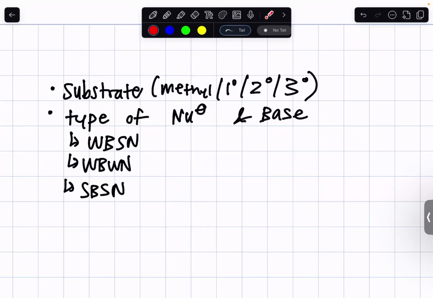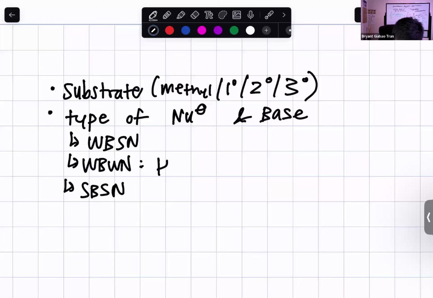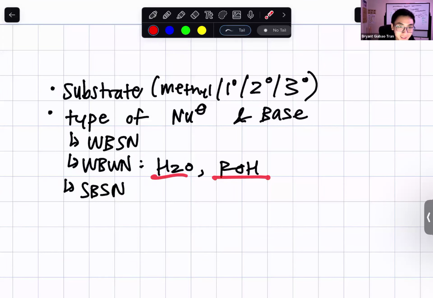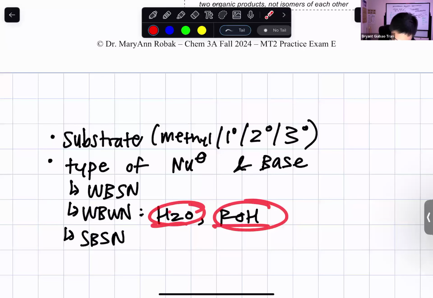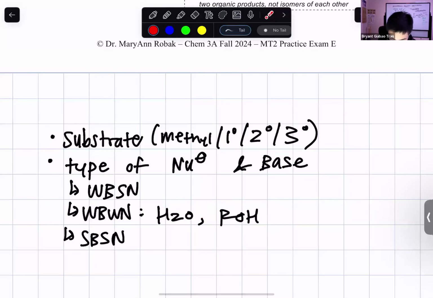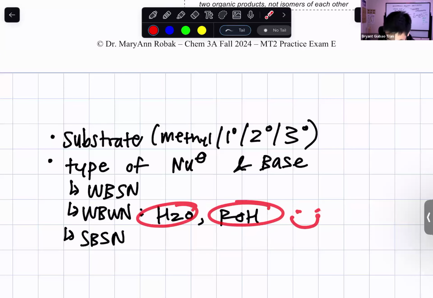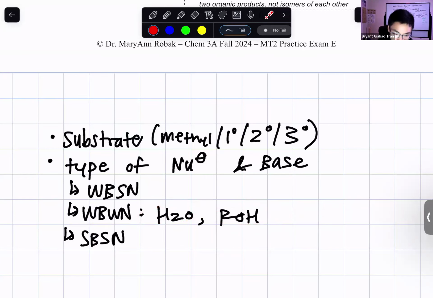The easiest one to remember here is the weak base, weak nucleophile. If it's weak, everything is going to be neutral, and there are only two you have to worry about: water, H2O, and alcohol, ROH. These are weak base, weak nucleophiles because everything is neutral. There's no full negative charge, and if everything is neutral, it's super stable, super happy. It doesn't want to react with anything. That's why it's a weak base, weak nucleophile: it's not reactive at all.